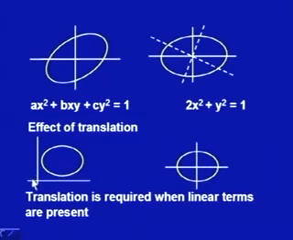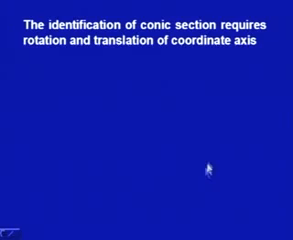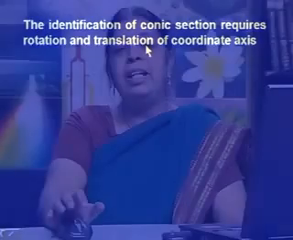normal form. So you are shifting this origin to the center of the ellipse and this will now be in a standard form. So whenever linear terms are present, one has to perform translation to get the standard form of the quadratic. Now the identification of a conic section requires rotation and translation of coordinate axes so that we can easily recognize it by its standard form. So this rotation and translation is required to bring the given quadratic into the standard form, and from there one can easily recognize the quadratic.